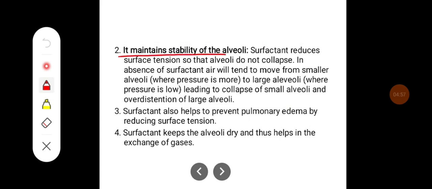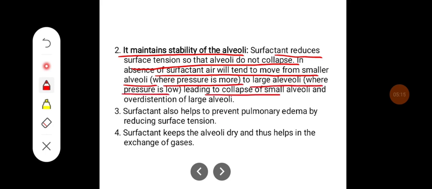It is important for the maintenance of stability of the alveoli. Surfactant reduces the surface tension so that alveoli do not collapse. In absence of surfactant, air will tend to move from smaller alveoli, where obviously the pressure is more, to large alveoli where pressure is low, leading to collapse of the small alveoli and distension of the large alveoli.